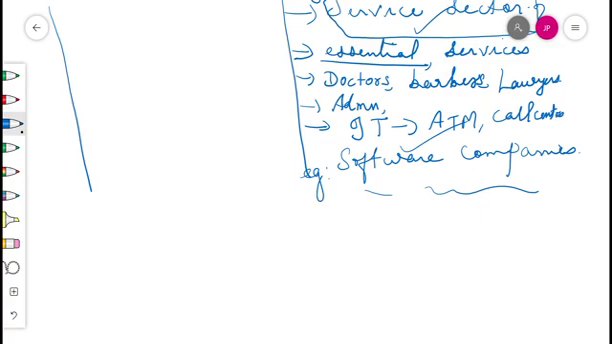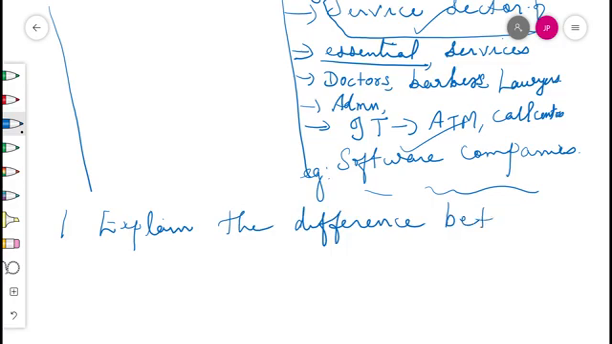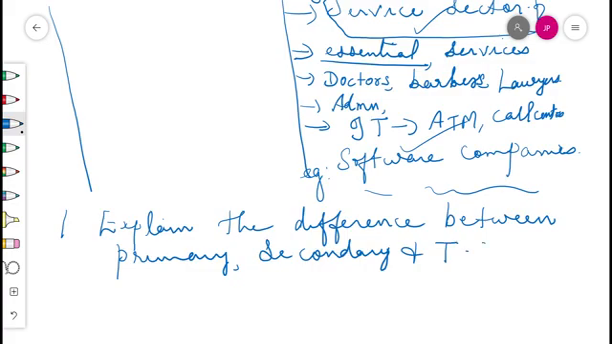In this area, we are getting a very simple question like: explain the difference between primary, secondary and tertiary sectors using examples. Please note down this question also and learn the answers very thoroughly and correctly. All the examples must be learnt.